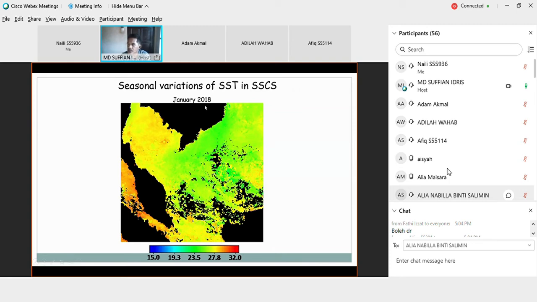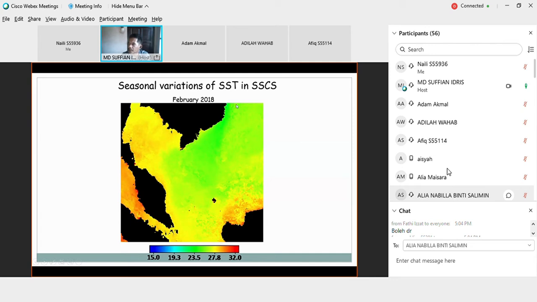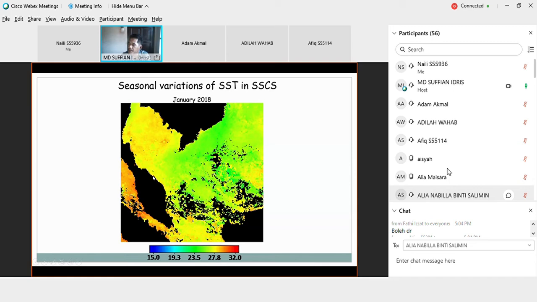We know that during January, at the middle of the southern South China Sea, the temperature is very low because of the intrusion of cold water from the Pacific Ocean. You can see this green color, with a temperature of about 23 or 24 degrees Celsius. And then in February, it is about 3.5 degrees, but it does not reach the east coast of the Peninsula, the coastal waters. It reaches only halfway.